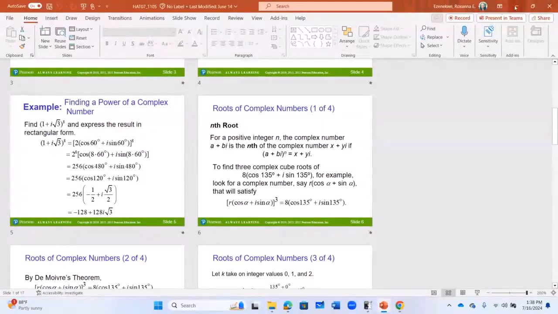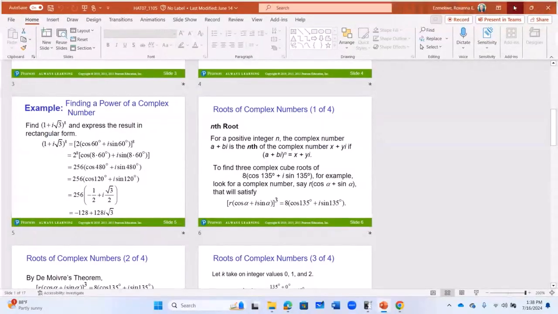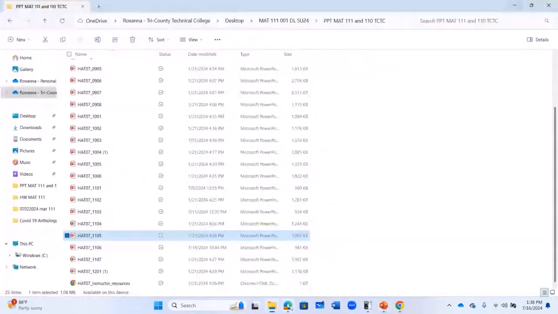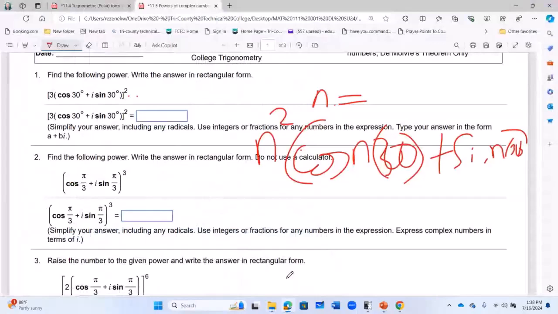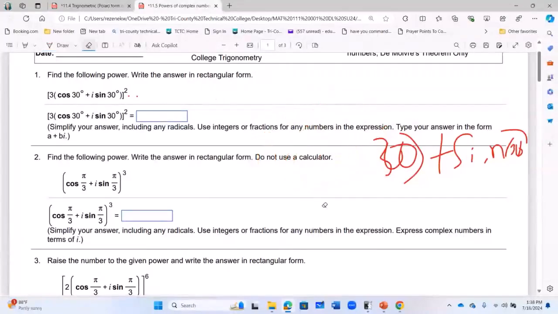So let's go and do that in the homework, in the practice test. So let's go to the practice test. We already know how to do number one, so let's do number one again, even though we know how to do it.